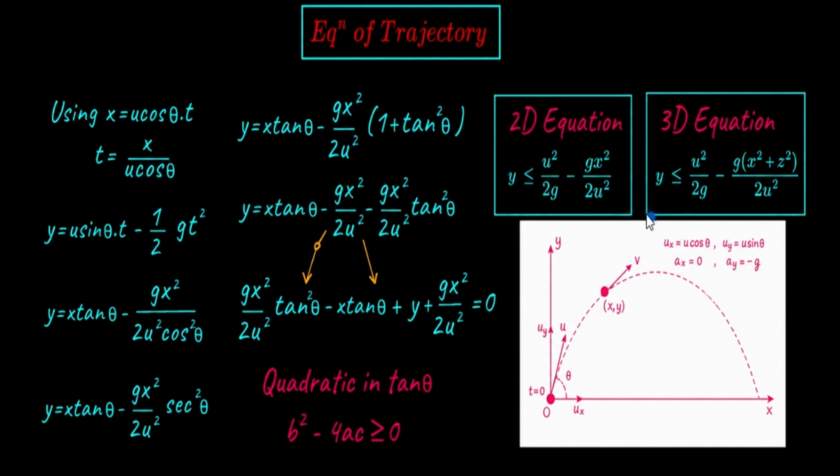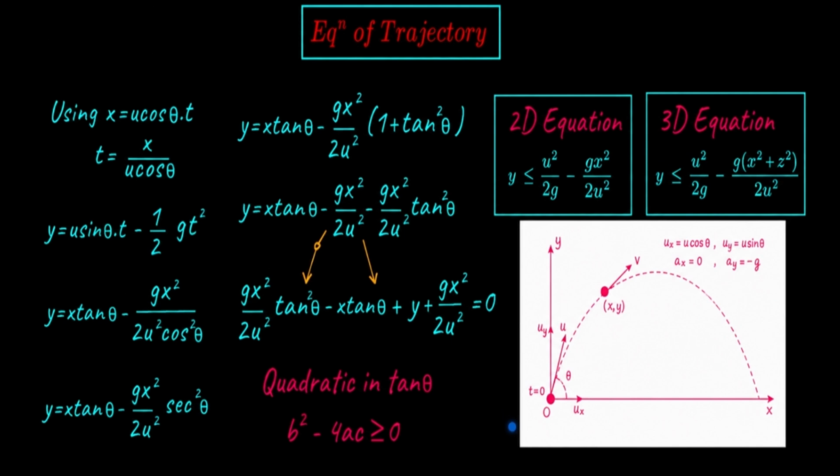So, in the 2D envelope equation, I simply replace x squared with x squared plus z squared. And I get y equals u squared upon 2g minus g times (x squared plus z squared) upon 2u squared. This is the 3D equation of envelope, and it is written in the box on the board. This surface is called a paraboloid. It is a 3D surface that looks like an inverted bowl.